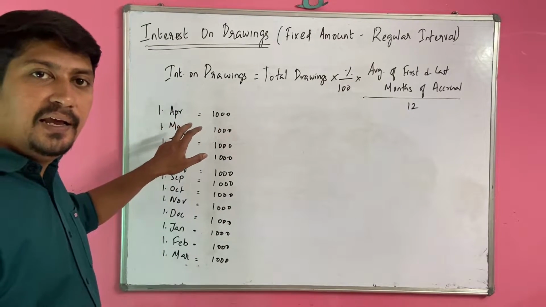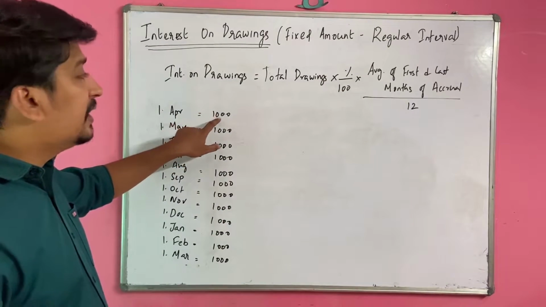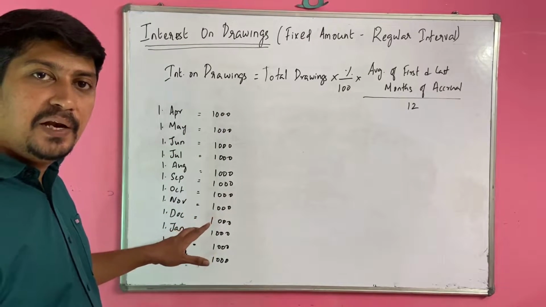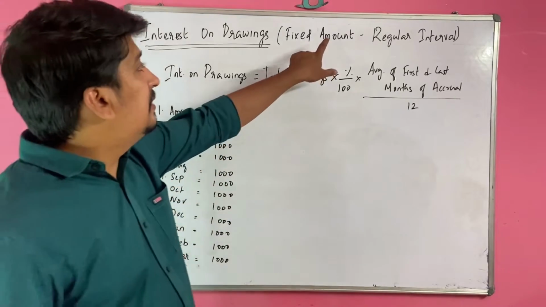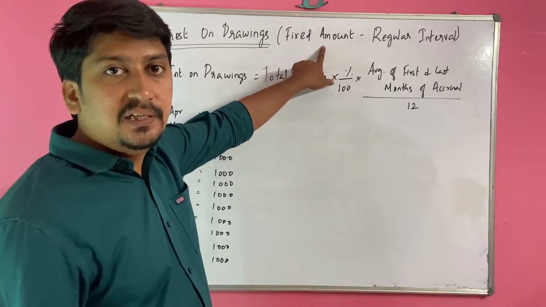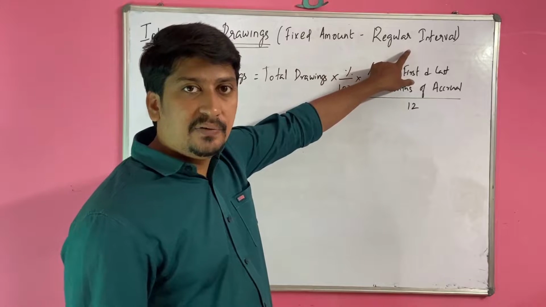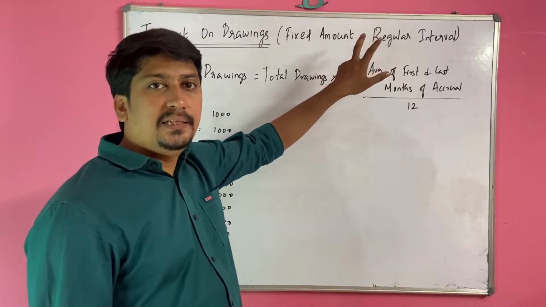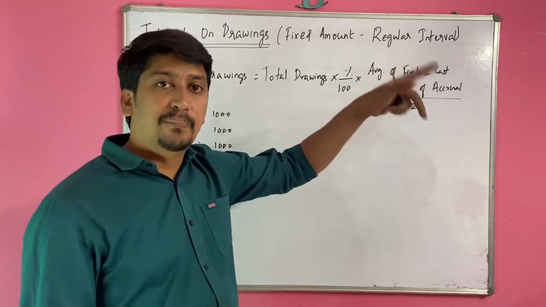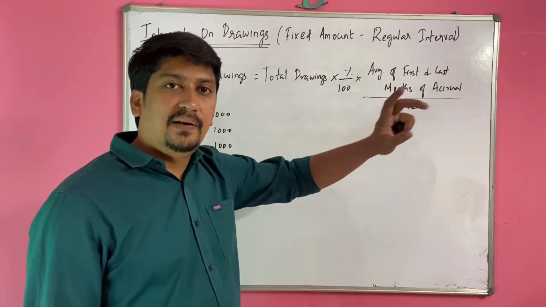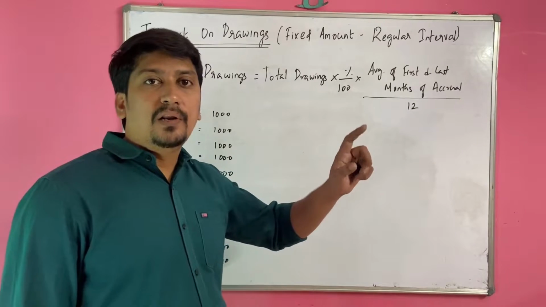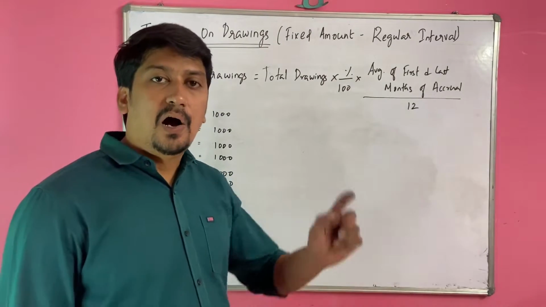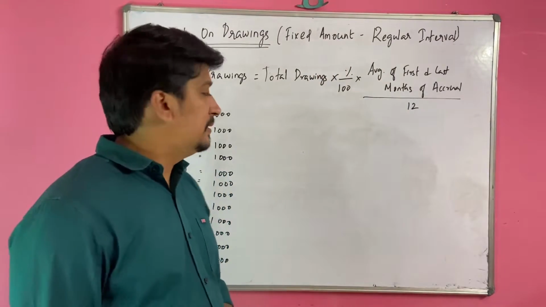Here I have taken an example of a partner drawing 1000 rupees every month. This is a category you have to apply only when the amount of drawings is fixed as well as at a regular interval. If either of these does not hold, then you cannot apply this method. You have to apply either the simple method or the product method, which I will explain in a different video. If you want to learn the simple method or product method, you can find the link in the description, or you can click the I button above.